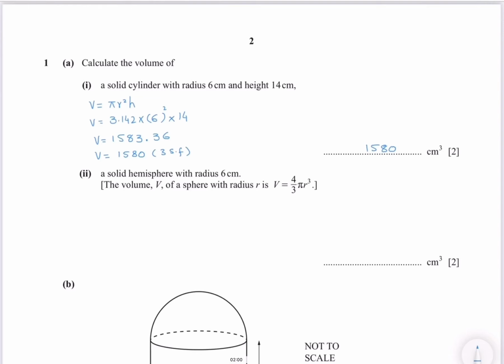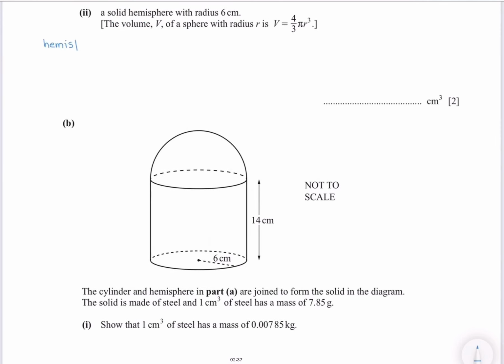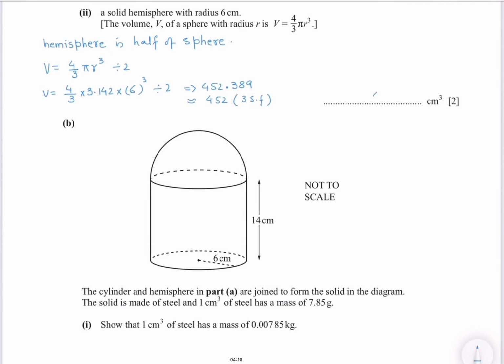In part 2, a solid hemisphere with radius 6. So we have to find the volume of a solid hemisphere. A hemisphere is half of a sphere. So the volume of a sphere is given, you divide it by 2 and place the value of radius in it. So 4 over 3 pi r cubed divided by 2. Radius is given. Solve it with the calculator. Write it in 3 significant figures.